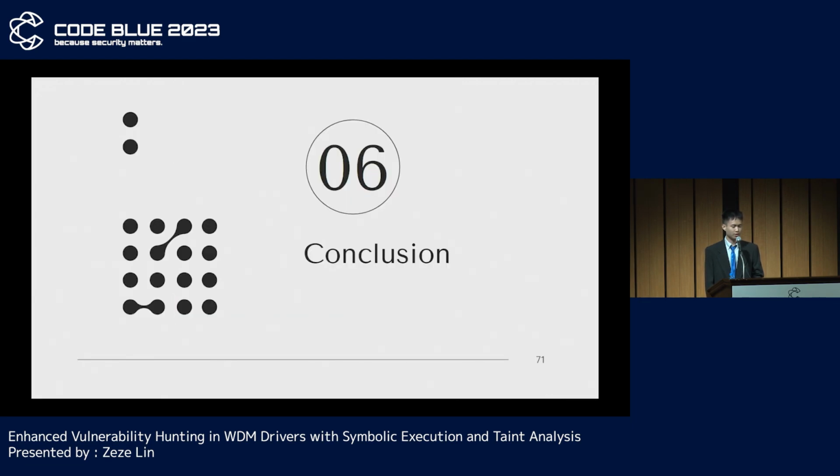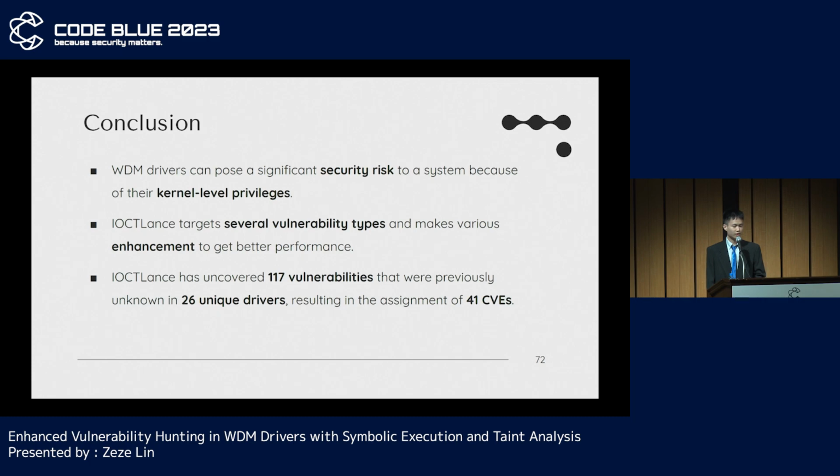Let's conclude this talk. The vulnerabilities in WDM drivers are important because of their kernel-level privileges. IOCTLance targets 9 types of vulnerabilities and makes some enhancements to get better performance. As a result, IOCTLance found 117 vulnerabilities in 26 unique drivers, resulting in the assignment of 41 CVEs.